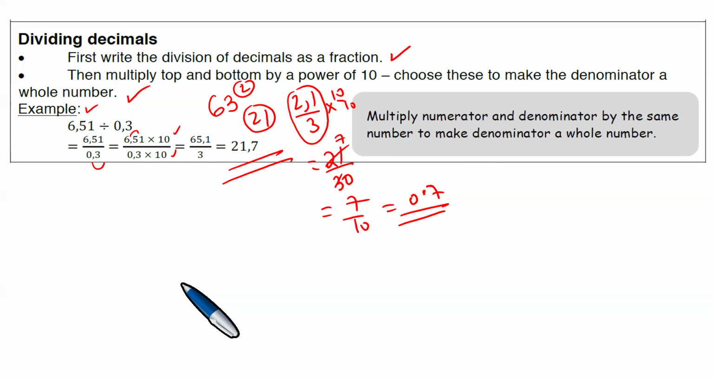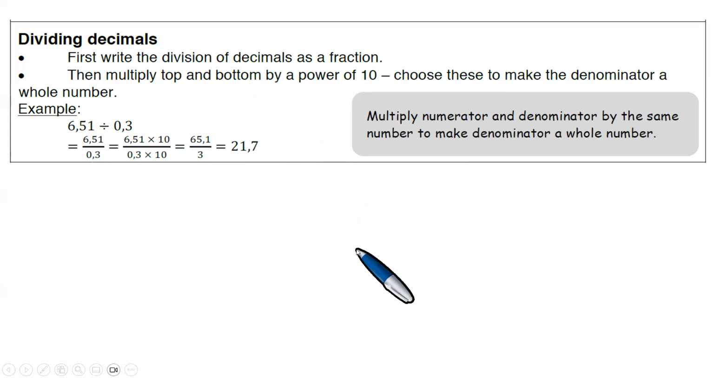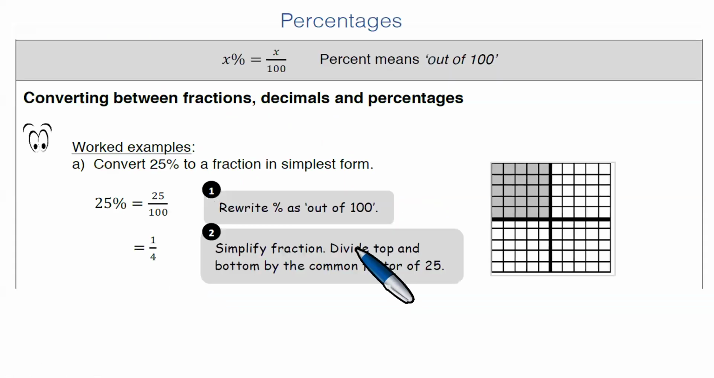We continue, please. Okay, let's check the next thing. We must be able to deal with percentages. Let's just remind each other about percentages. I know that we know percentages very, very well. What is X percent? X percent is like X divided by 100. What does percent mean? Percent means out of 100.